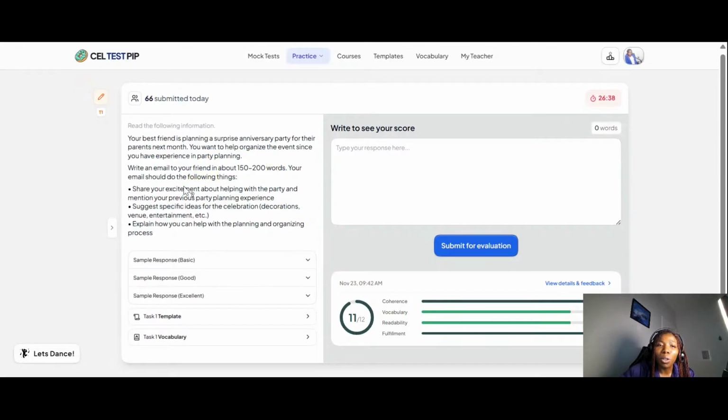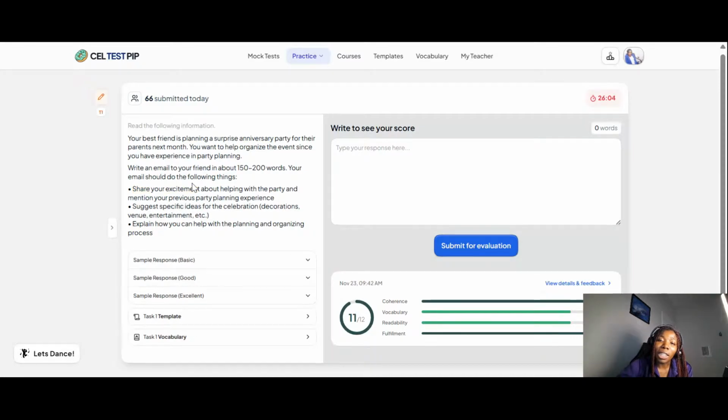Your email should do the following: share your excitement about helping with the party, and mention your previous party planning experience. Suggest specific ideas for the celebration: decorations, venue, and entertainment. Explain how you will help with the planning and organizing process. I can't remember what I wrote, but let's go through it now.